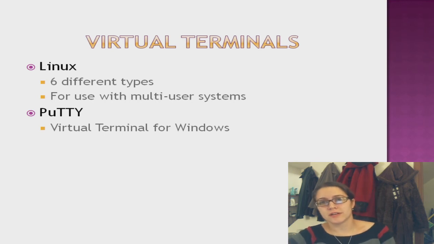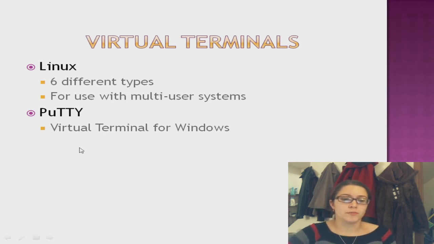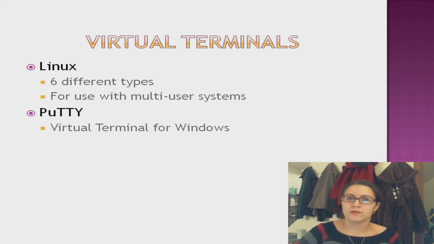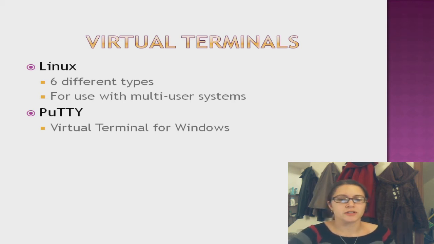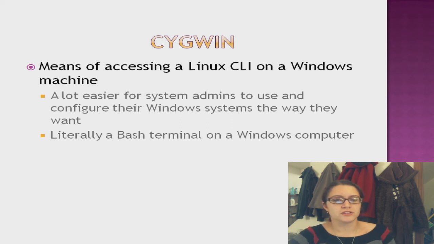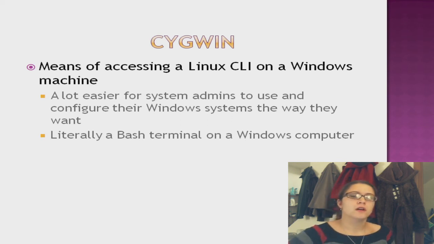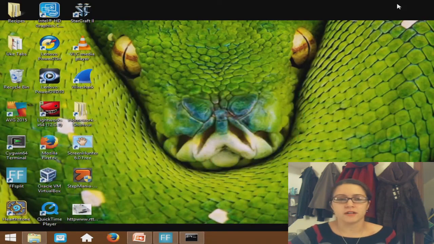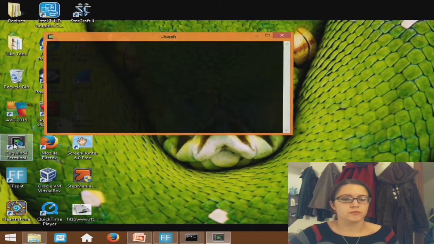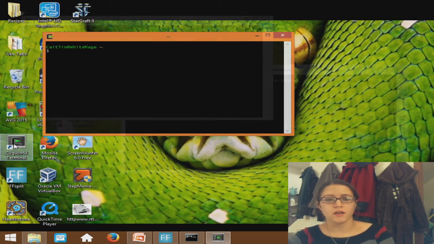And there is one that's offered for Windows, and that's called PuTTY. And here's that TTY thing coming out again. TTY is just a shorthand term for terminal. It's kept over from the teleprinters, and I just think that that's really cool. There's also a system called Cygwin, which is on my computer, but it is a means of accessing a Linux command line on a Windows machine. That's all it is. It's a program that allows you to run Bash on Windows.